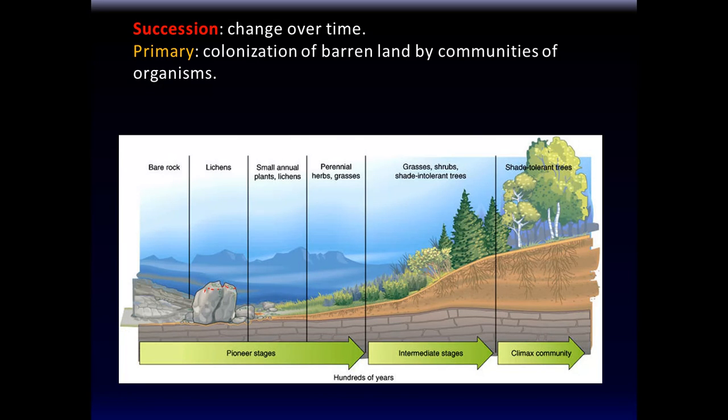Nevertheless, the final community that evolves there is called the climax community. So going from barren rock all the way up to the climax community is called primary succession, primary meaning from the beginning: the succession of changes in life forms in the area, reaching up to the climax community. Does that make sense?